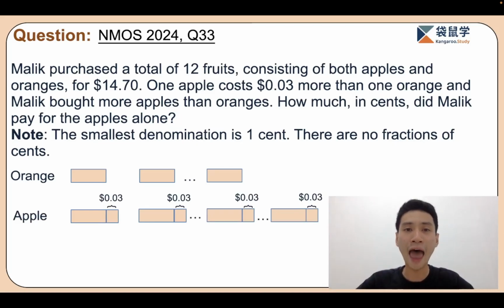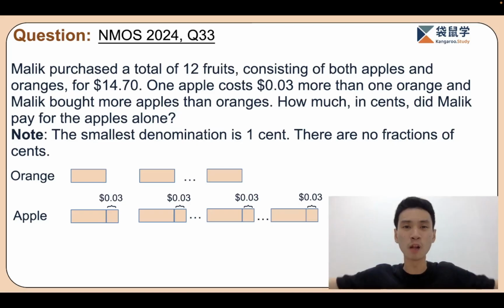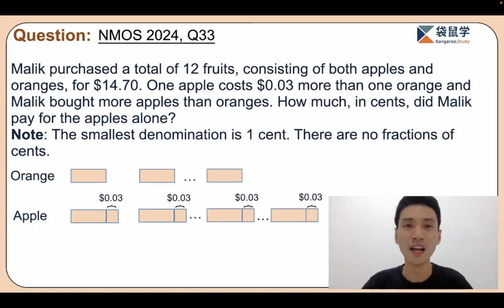Now that we have this model, what would be our next step? We are trying to find the price for apples. So, how can we write the price of apples? Well, let's think. How do we calculate the price of any fruit? We take the total price divided by the total quantity. So, for the price of apples, how would we write the total price divided by the total quantity?